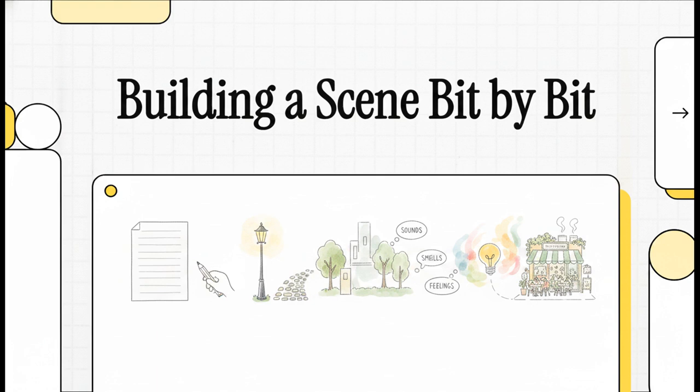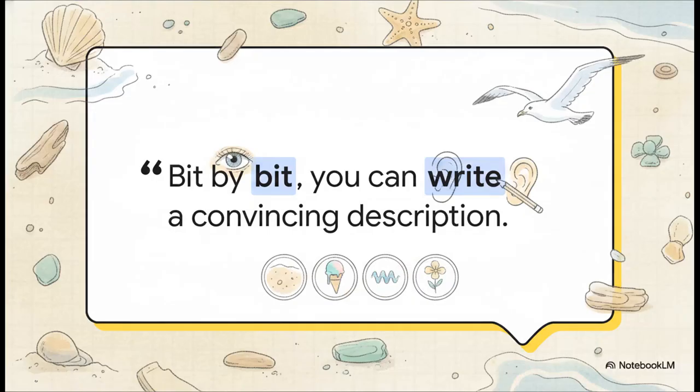Well, today we're going to dismantle that barrier and show you exactly how to construct a living, breathing world on the page. Okay, let's dive into this. Here's a brilliant, highly practical strategy from our source material on descriptive writing. Instead of trying to swallow the whole elephant, you just break it down. As this quote perfectly captures, one way to do it is by generating pictures. Bit by bit, you can write a convincing description.